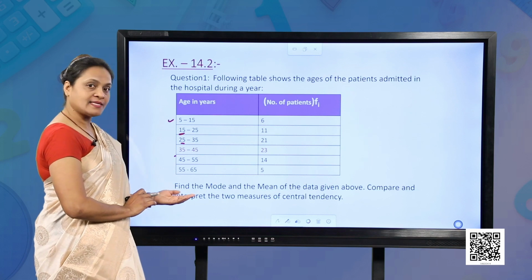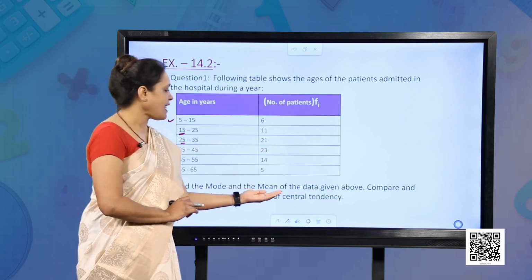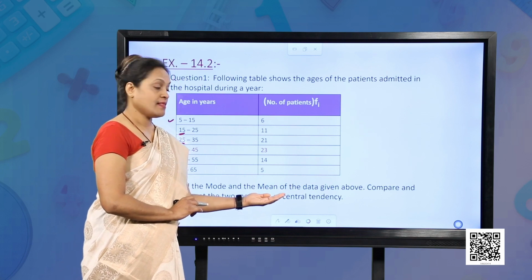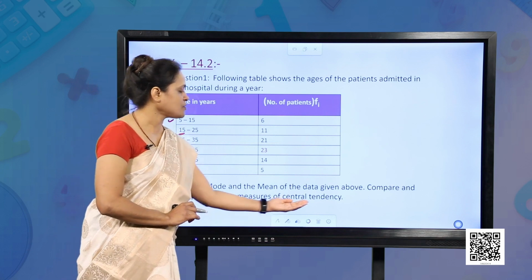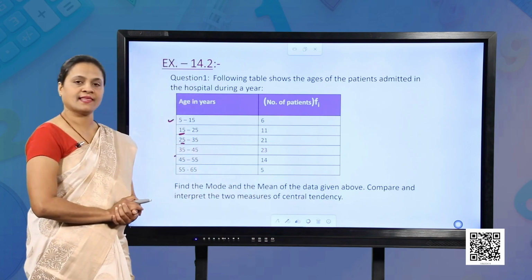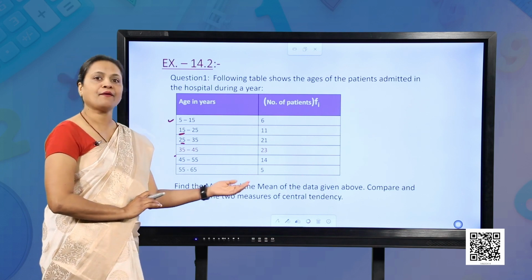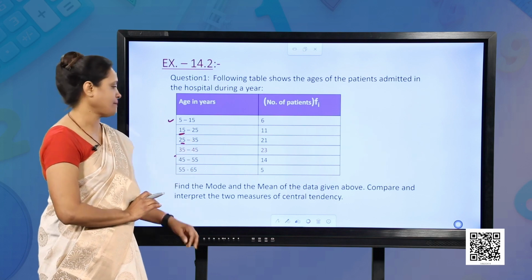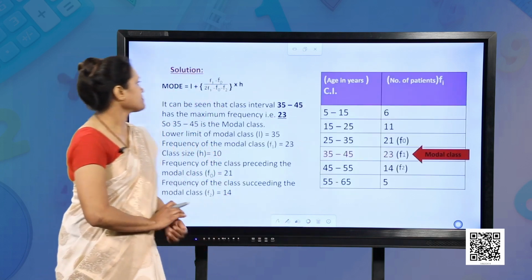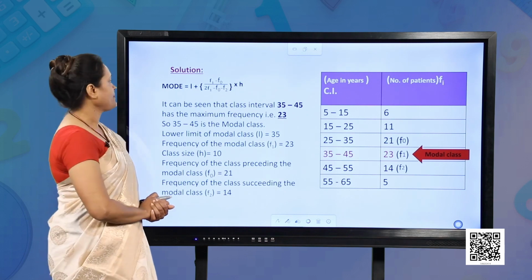We are asked in this question to find the mode as well as the mean. Then we have to interpret these two measures of central tendency, that is, what these values of mode and mean mean in this case. Let us calculate the mode first.